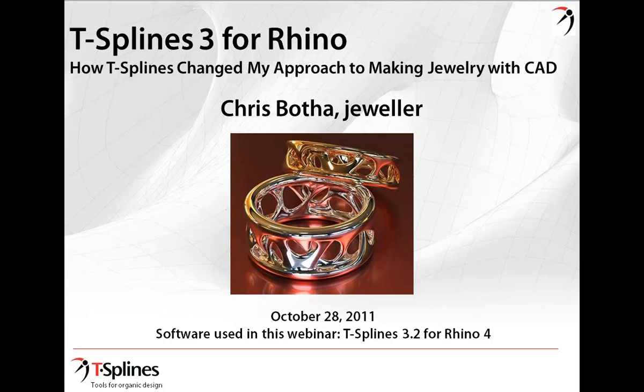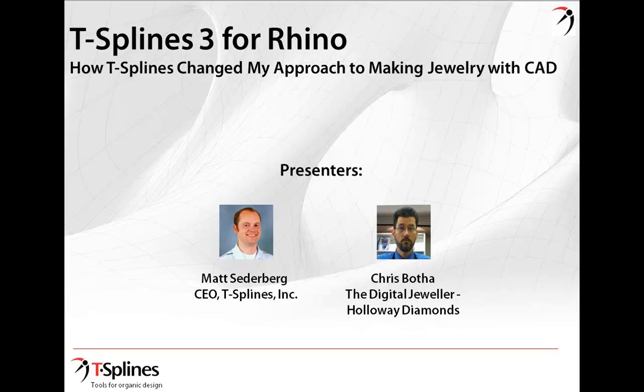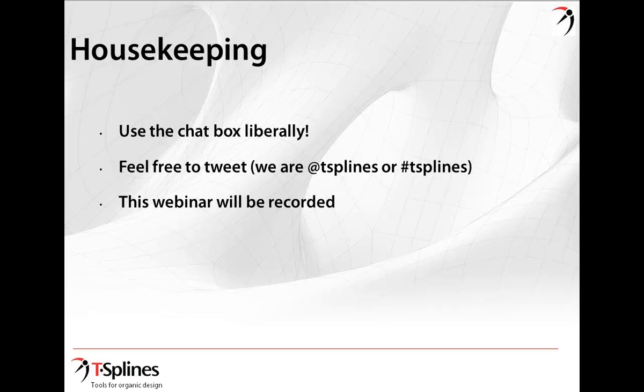The software we'll be using today is T-Splines version 3.2 for Rhino. And just to introduce a little bit more about Chris Botha, he works both for Holloway Diamonds and the Digital Jeweler. He'll get more into what his roles are at those companies in a few minutes.